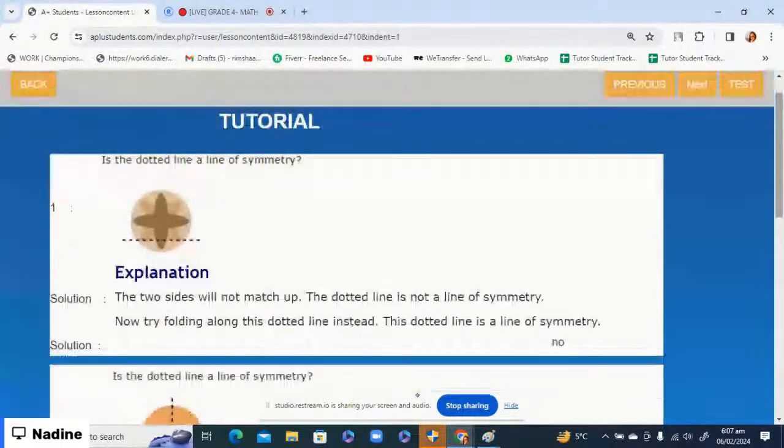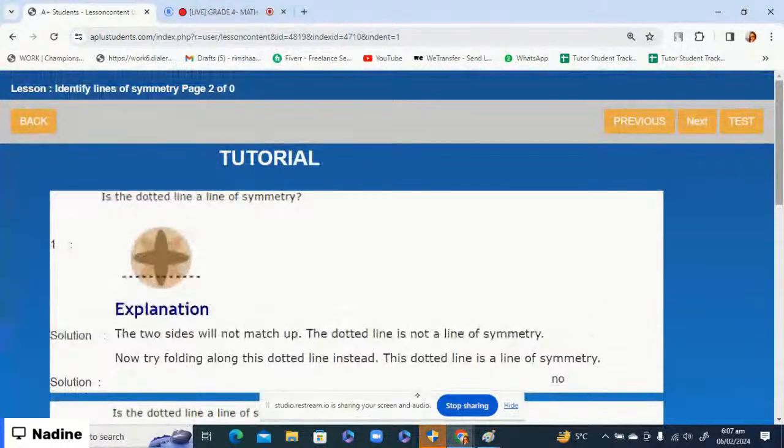Now check, is that a line of symmetry? No, there is no line of symmetry, because one part of that circle is greater compared to the other part, which is too small. So we can say that this is not a line of symmetry.